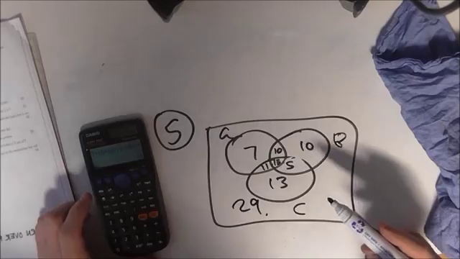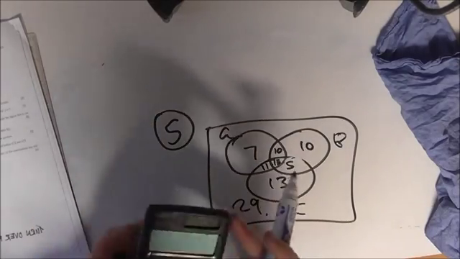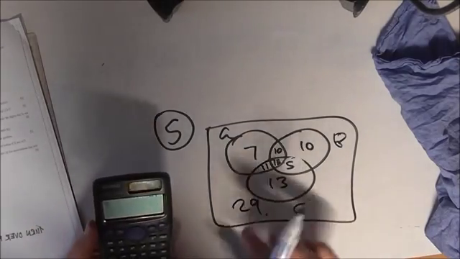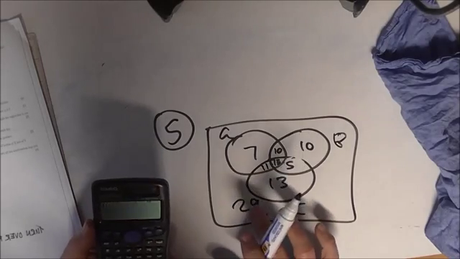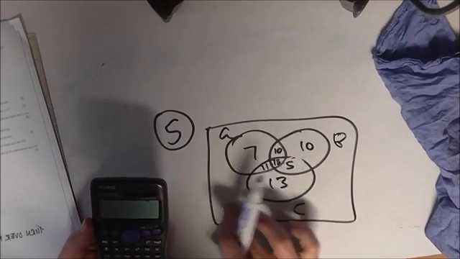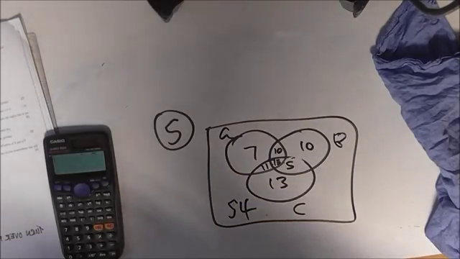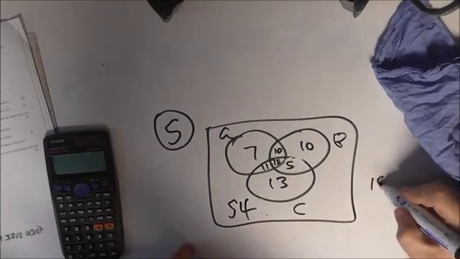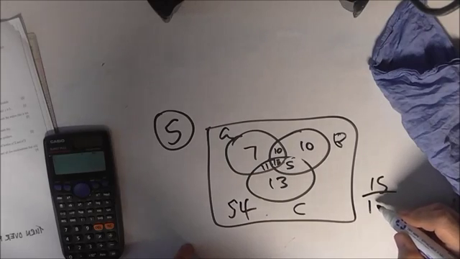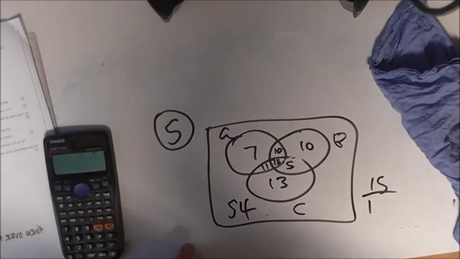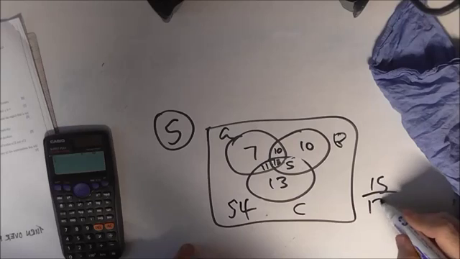Remember, this was... Oh, no, I'm sorry, I assumed it was 100. So that needs to be 29 plus 25, which is 54. Outside, and now we're good to go. So, what's the probability they have all 3? 15 out of 100 and 25.